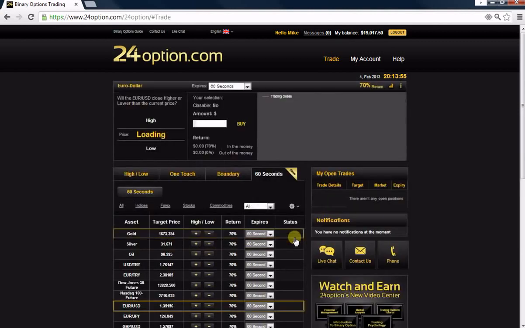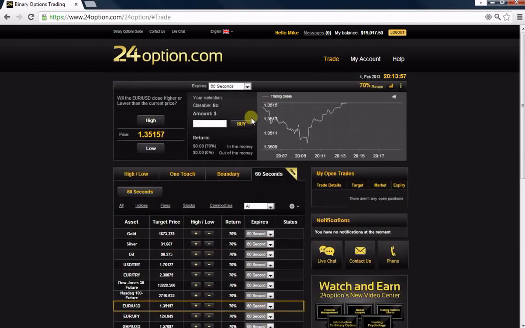So we're going to go here to the Euro US dollar. We're going to click it and take a look at what's been going on for the last few minutes. It's gone down, it's gone up here, so we're going to go with low.